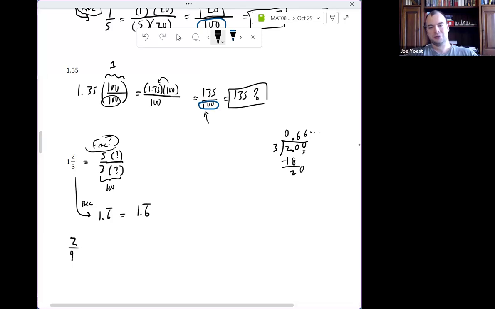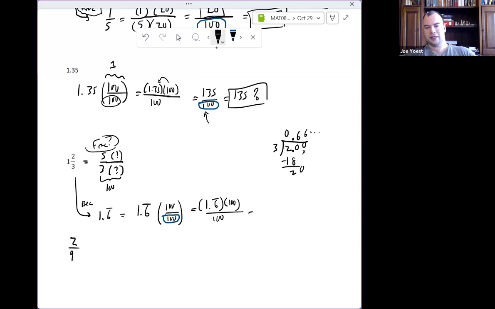So I want to make this 1.6 repeating times 100 over 100. And again, I want to hang on to this denominator 100. I don't want to do anything with that. I want to simplify the numerator a little bit. .6 repeating times 100 is 1.66, let's say 6 repeating times 100, just giving ourselves a couple more decimal places to work with.